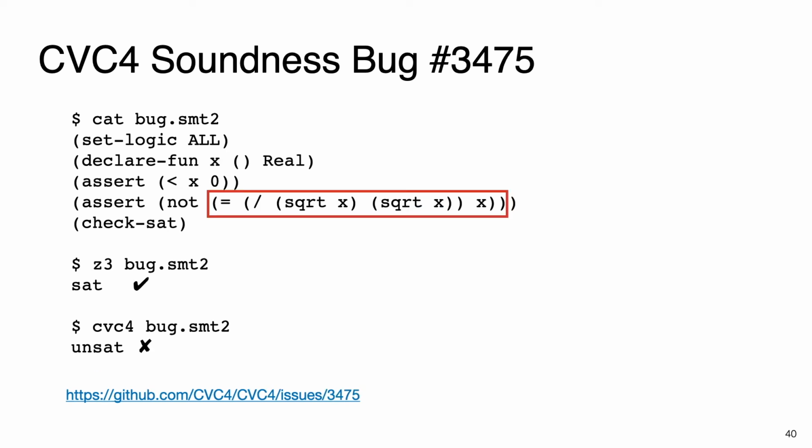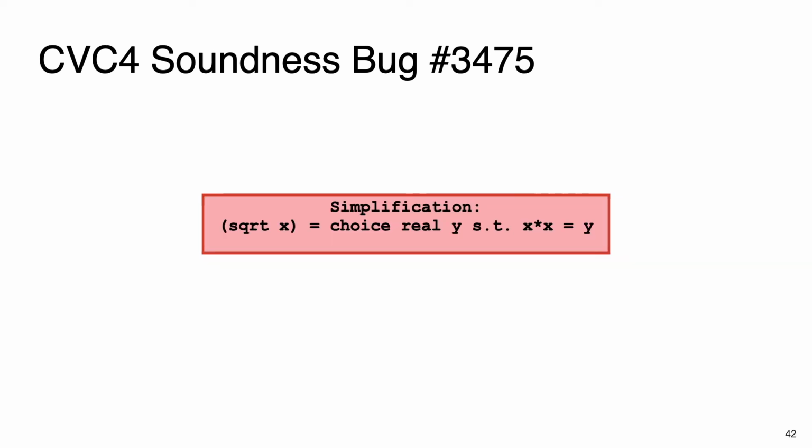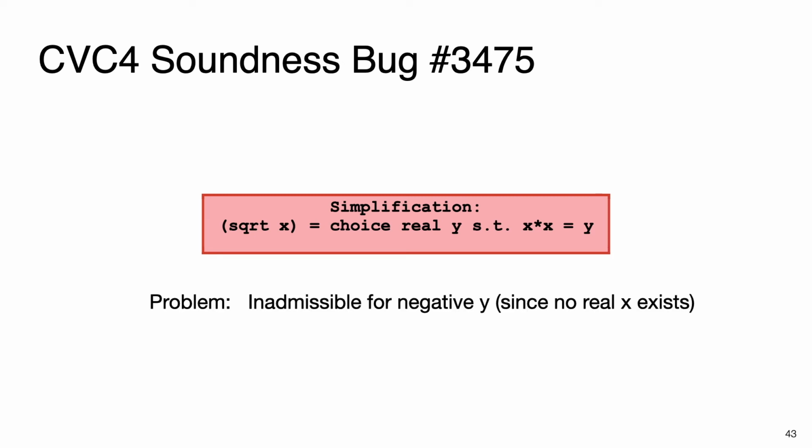This is a soundness bug in CVC4's symbolic square root implementation. The formula is clearly satisfiable for some negative square root x. However, CVC4 applied the following simplification. CVC4 reduces the square root of x to a choice of a real variable y to be the product of the square of x. The issue here is that for a negative y, no such x exists. And this although the SMT-LIB standard allows negative square roots.